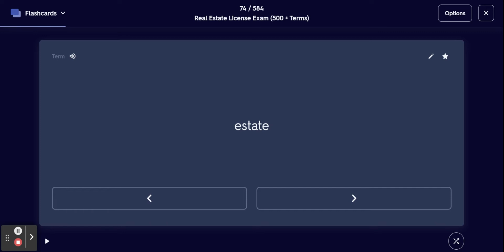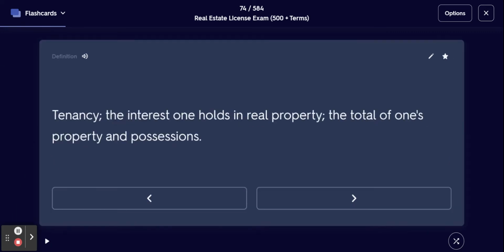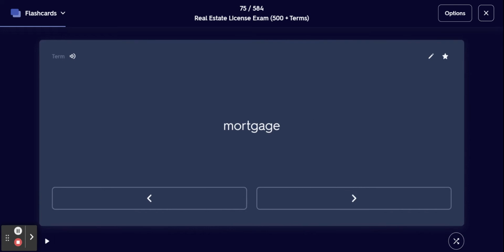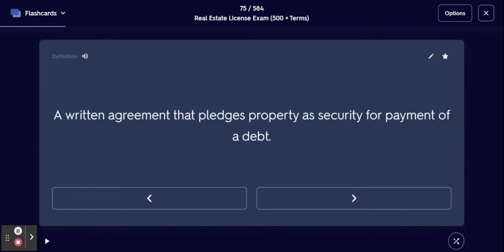Estate. Tenancy, the interest one holds in real property, the total of one's property and possessions. Mortgage. A written agreement that pledges property as security for payment of a debt.